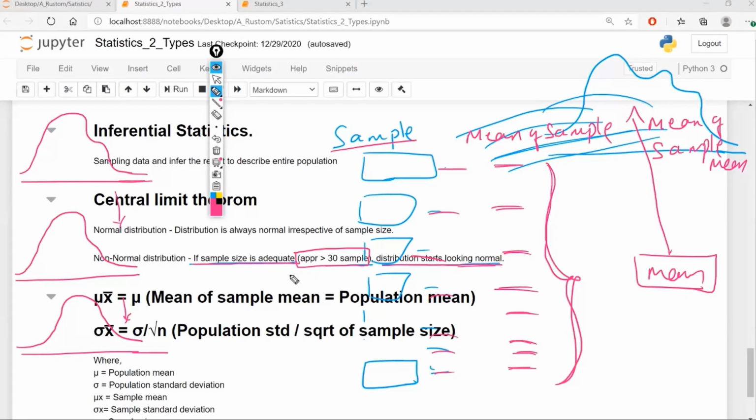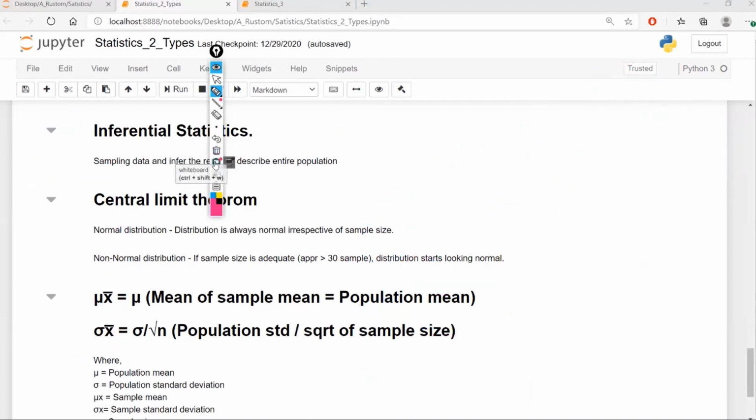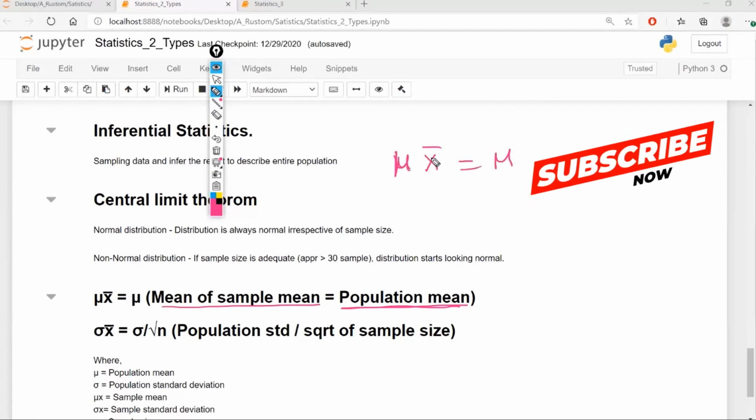All right. So we'll look into this formula and solve one or two problems. First of all, let's understand: the mean of the sample mean is always equal to the population mean. When I say always equal to, it's very close to the population mean. So that is what this is saying: mu x equals mu. It means that the mean of samples equals the population mean.